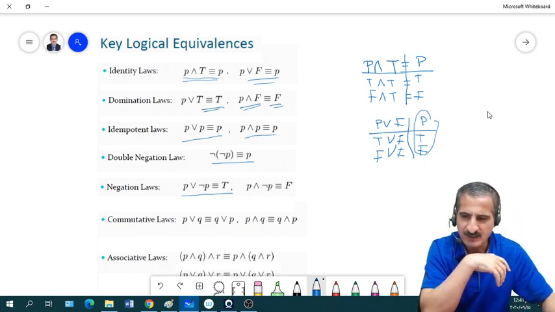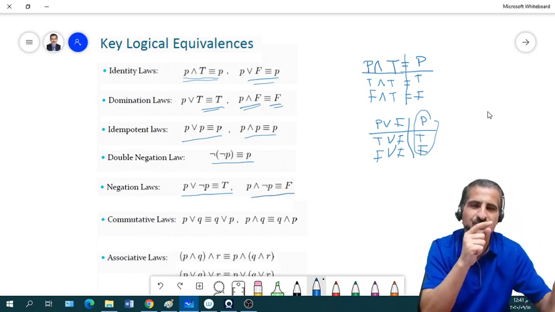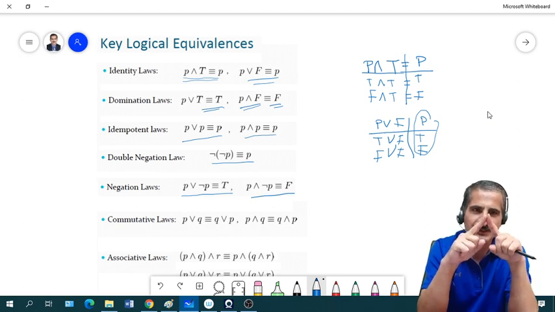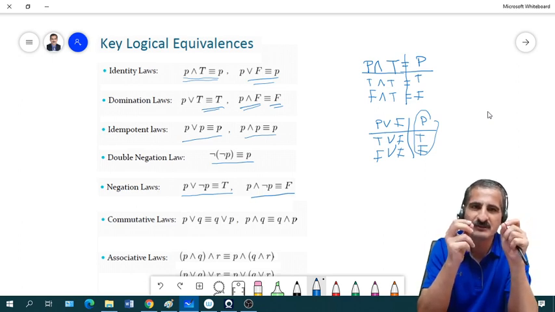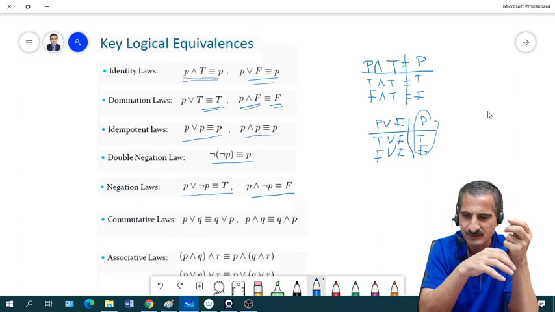Now, P and not P is false for sure. With an and, a conjunction, if we have a false at the side, then the result is false. But P and not P, they have opposite truth values, so one of them must be false.